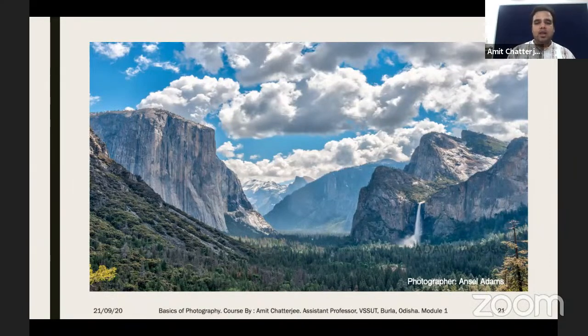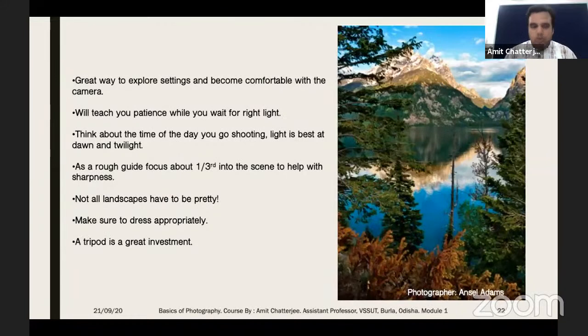So when we talk about landscape photography, what are we talking about? What is it that is making landscape photography so famous today, and why is everyone so crazy about landscape photography? The first thing is, this is the kind of photography which is a great way to explore your settings and become comfortable with your camera.